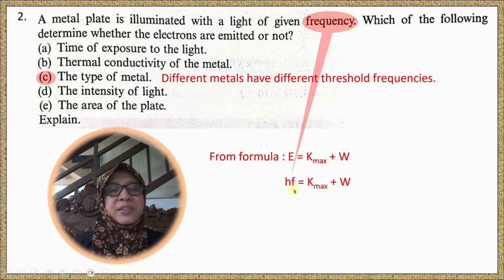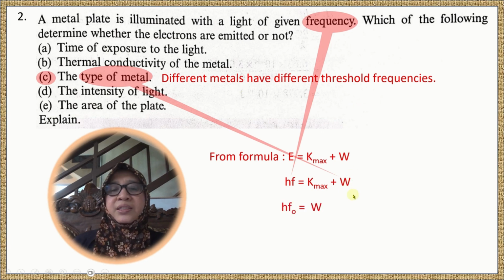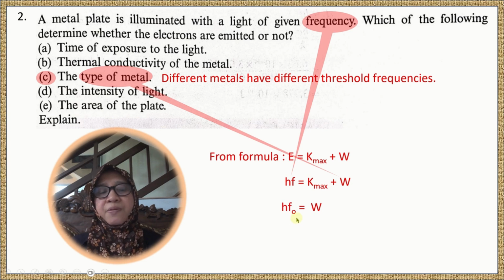Okay, so f is the frequency and W is the work function, which depends on the type of the material, right? So different metals have different work function, and the work function equals hf naught. The maximum kinetic energy will become zero if the energy of a photon equals the work function of the metal. Okay, so that's the answer C.